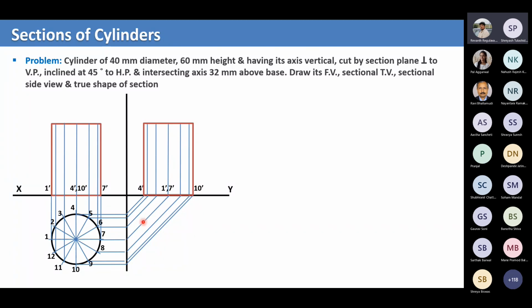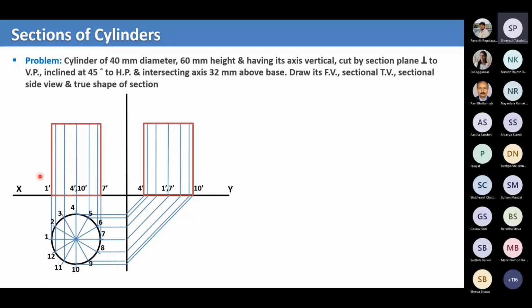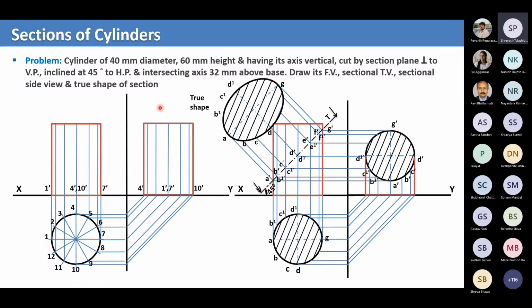Here it is divided into 12 parts. Accordingly, it is labeled, and labeling is a very important thing. We'll see why it is very important. So see, there is our sectional plane perpendicular to VP and inclined at 45 degrees to our HP. That means the inclined plane is somewhere like this.